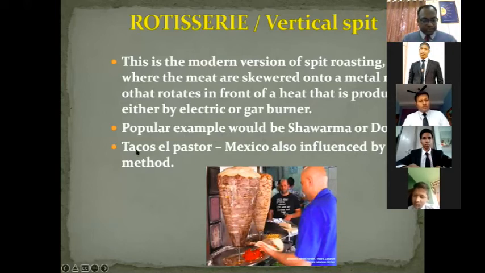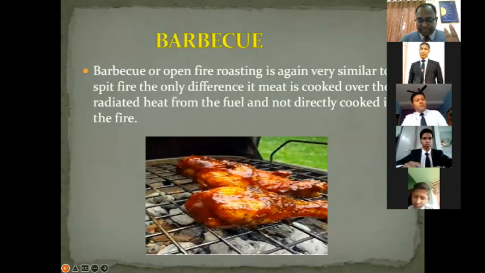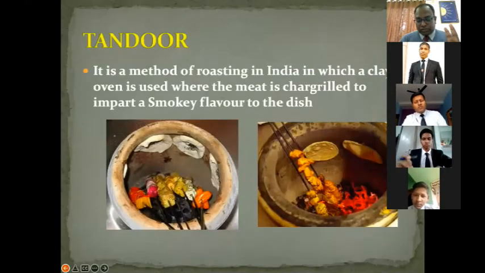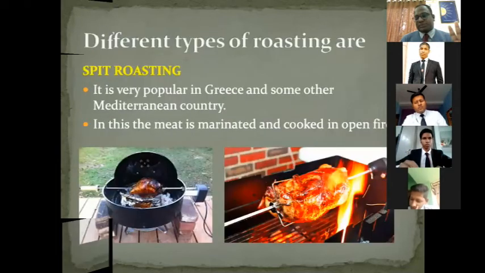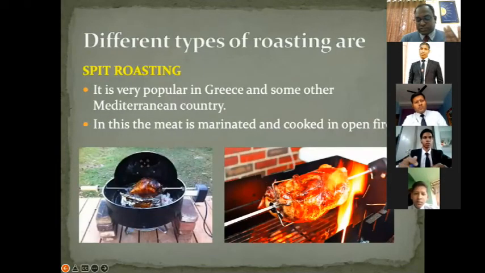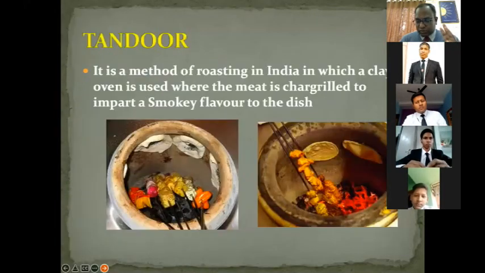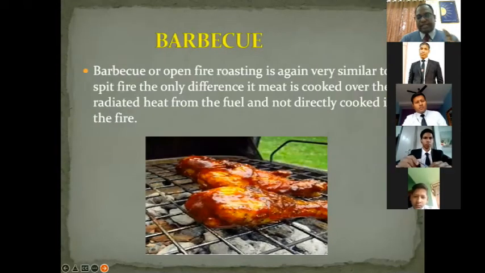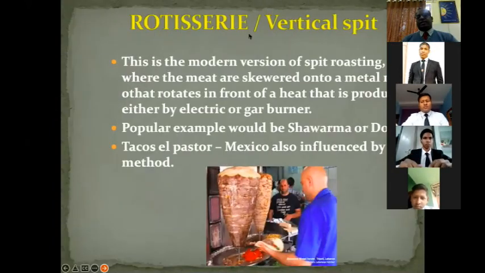Okay, spit roasting. So this is vertical spit roasting. It is different from primitive spit roasting, it is different from tandoor, and it is different from barbecue. So there are four types of roasting which we do. One is vertical spit, second is barbecue, third is your tandoor, and fourth is your original spit roasting. Spit roasting, that is the original one, then there is a tandoor, then there is barbecue, and then there is your rotisserie or vertical spit.